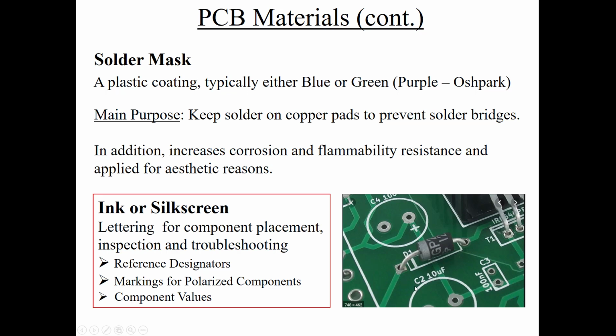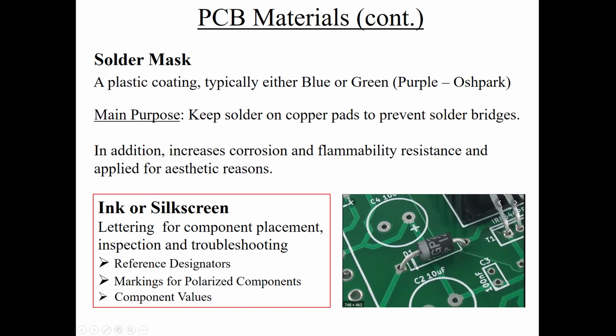The reference designators shown in this picture here, C2 is a reference designator, D1, T1, C3, C4. And these reference designators are there just to make it easier to inspect and also troubleshoot the board, because you can use these reference designators to see how the component should be connected in the circuit by referring back to its schematic. These same reference designators would be in the schematic, by the symbol that represents this physical component on the board.